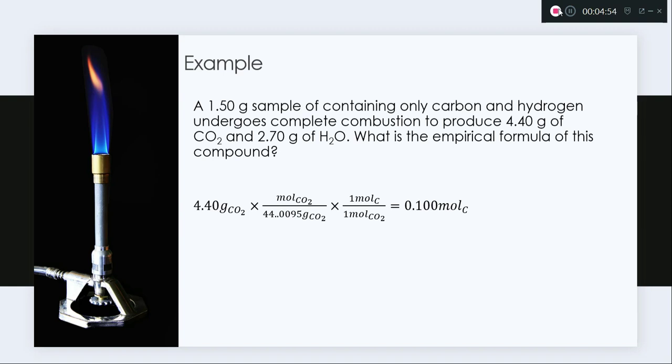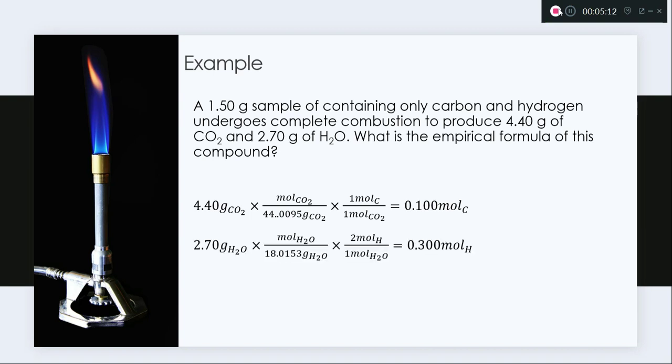And then change your moles of carbon dioxide into moles of carbon. Again, it's a 1-to-1 ratio. So if you do this math right, and this one was set up to be pretty nice and clean, you turn out to get 0.100 moles of carbon. You'll do the same thing for the water.